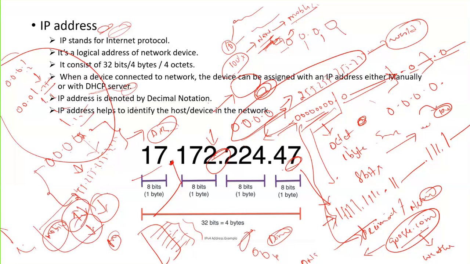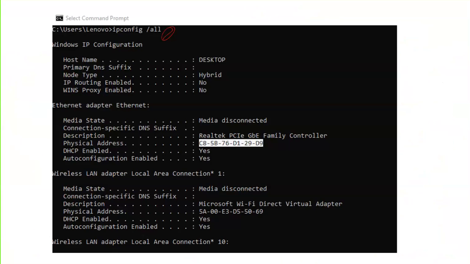Whatever network you are connected to, say a mobile network, there are many providers, like BSNL, Vodafone, Jio. The IP address will change. That's why we call an IP address a logical address. So that is about IP address and MAC address.